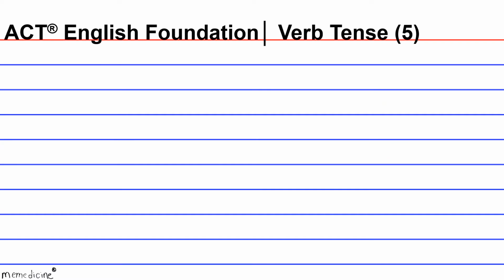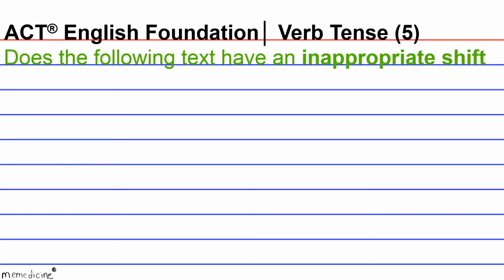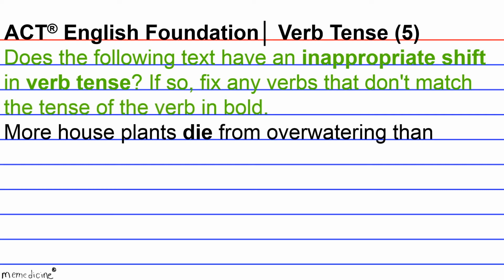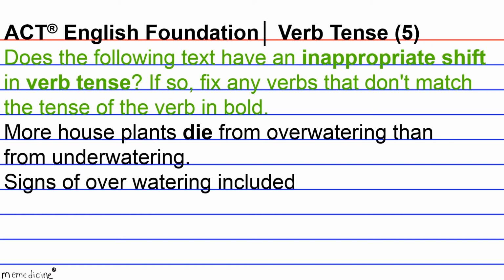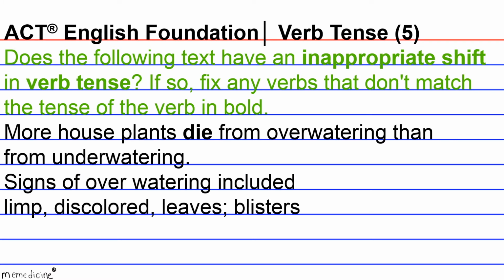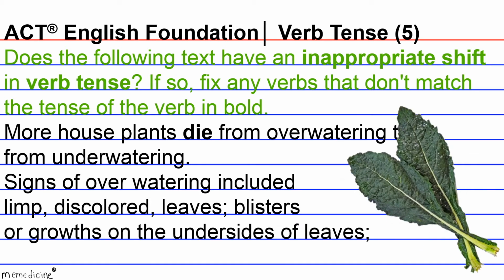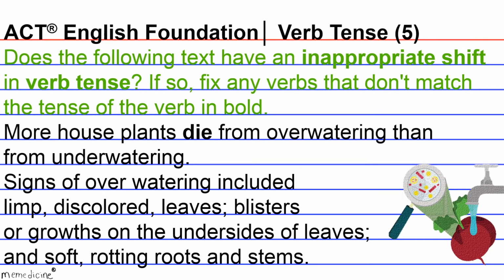ACT English Foundation, verb tense, question 5. Does the following text have an inappropriate shift in verb tense? If so, fix any verbs that don't match the tense of the verb in bold. More houseplants die from overwatering than from underwatering. Signs of overwatering included limp, discolored leaves, blisters or growths on the undersides of leaves, and soft, rotting roots and stems.